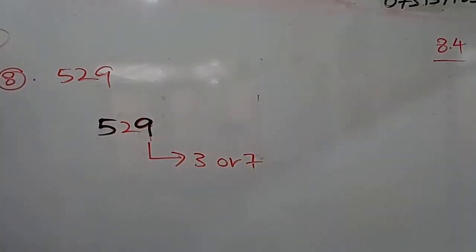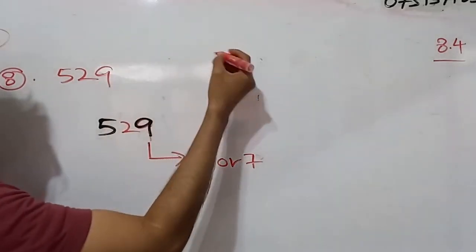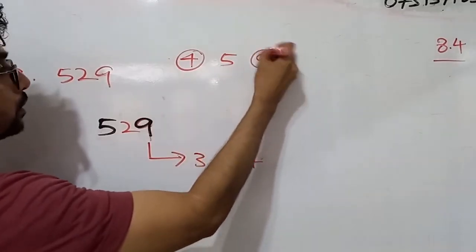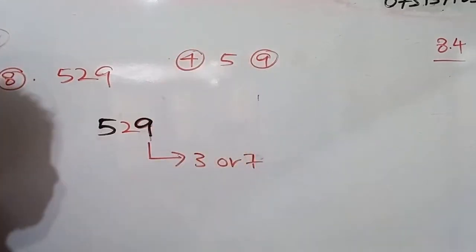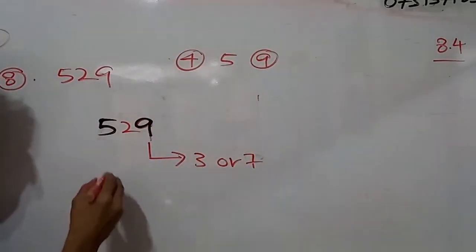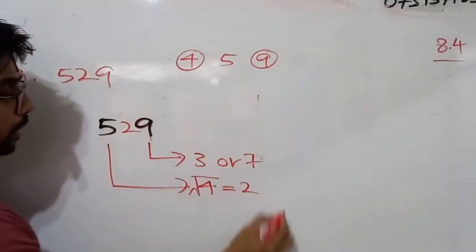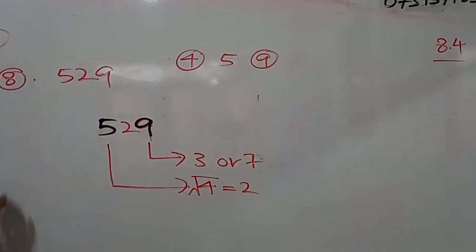So this is 5 now. So we have to take the square root of this number. So 5, this is not a perfect square. But we know the number 5, it lies between the perfect squares 4 and 9. So what do we take? We take the square root of 4. Right? So the square root of 4 is what? We know that is 2. So what can be the number? It can be either 23 or 27.